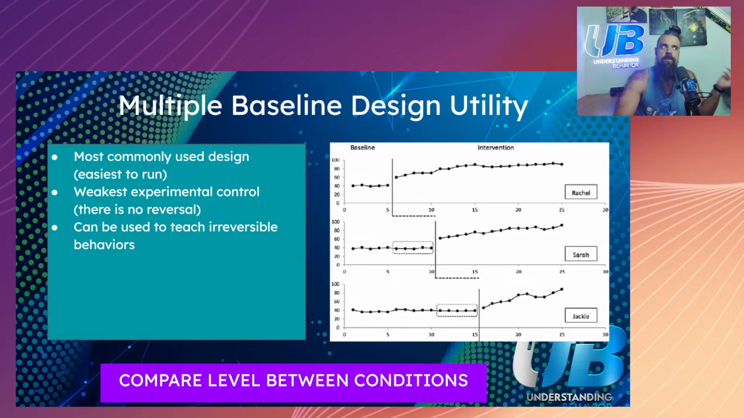Multiple baseline designs are really great to teach irreversible behaviors because we don't need to remove our intervention at any point to show experimental control in that way. We do it by replicating with different dependent variables. So if it works with multiple dependent variables, then we can be more confident that it's doing the thing.